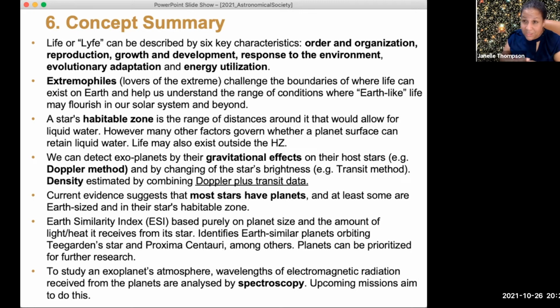And we saw this Earth Similarity Index, which is based purely on the planet size and the amount of light and heat that it receives from its star. But we can rank planets based on their Earth similarity. We saw 2 examples, Teegarden's star and Proxima Centauri, as stars that host Earth-like planets. And of course, these planets can be prioritized for further research.